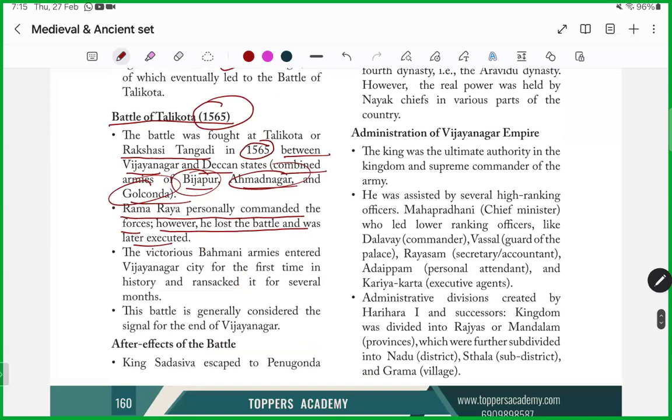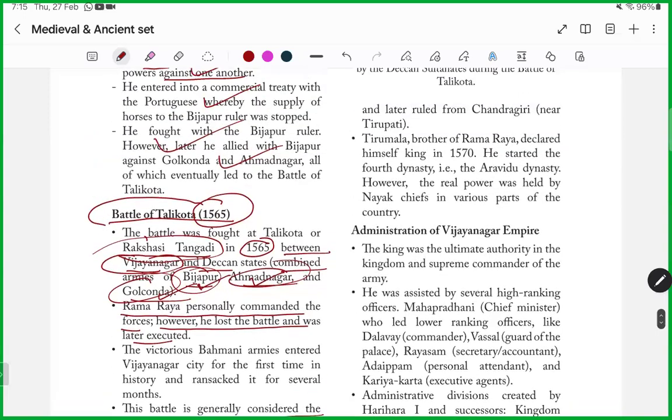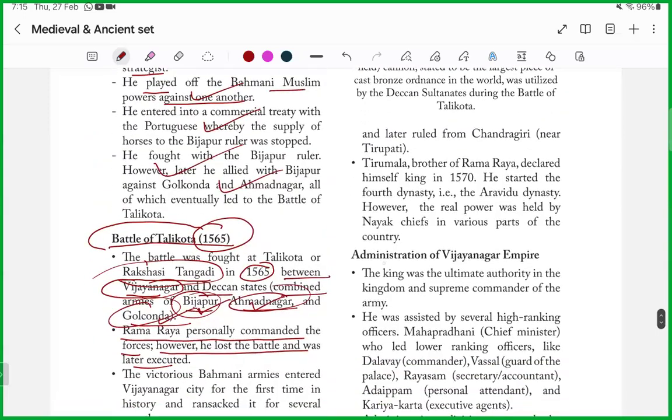So the things to remember are the Battle of Talikota, 1565, also known as Rakshasi Tangadi, fought by Vijayanagar against the combined Deccan states of Bijapur, Ahmednagar, and Golconda. This battle is generally considered the signal for the end of Vijayanagar. All right, so let's study the administration of the Vijayanagar Empire.